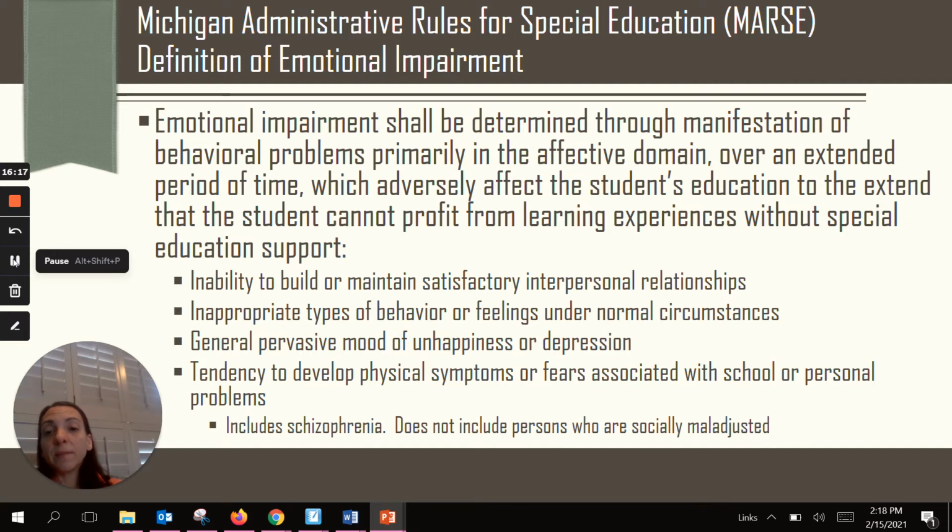There's inappropriate types of behavior or feelings under normal circumstances, a general pervasive mood of unhappiness or depression, a tendency to develop physical symptoms or fears associated with school or personal problems. It includes schizophrenia, but it does not include persons who are socially maladjusted. So you'll see each of these manifest in different ways. So, the inability to build or maintain satisfactory interpersonal relationships.